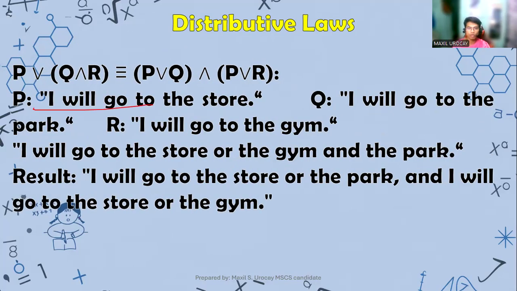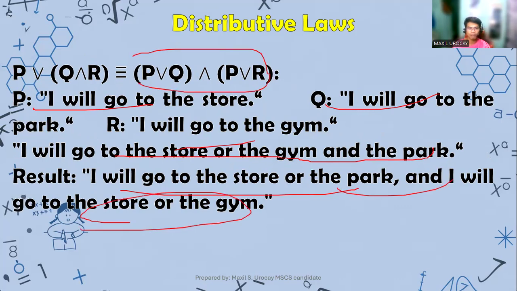So P: I will go to the store. Q: I will go to the park. R: I will go to the gym. The result will be the combination: I will go to the store or the gym and the park. So the result becomes: I will go to the store or the park, and I will go to the store or the gym. This is for this one here, and this is for that one here, and they are still equivalent.